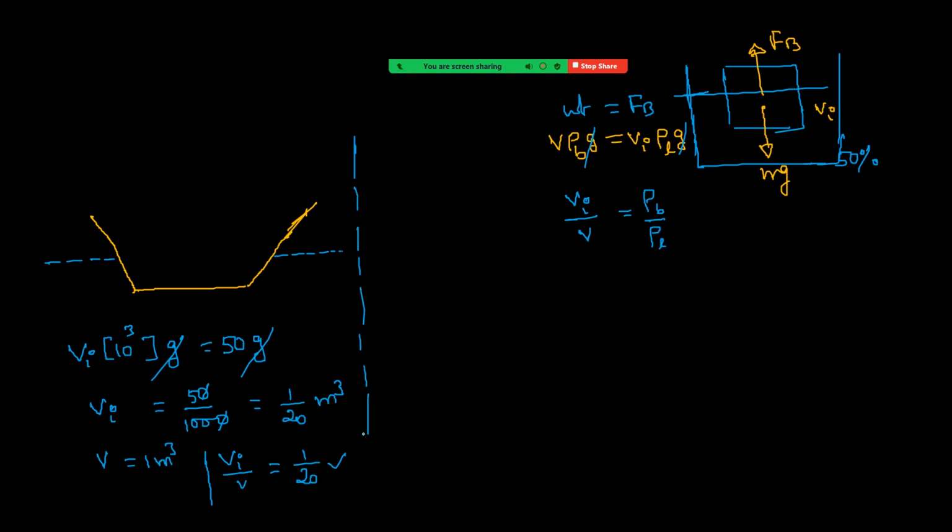So next, what we have to do: if a leak develops in the bottom and water starts coming in, what fraction of the boat's volume will be filled with water before water starts coming in from the sides? Now see the condition given. Let's make a diagram for the given condition.